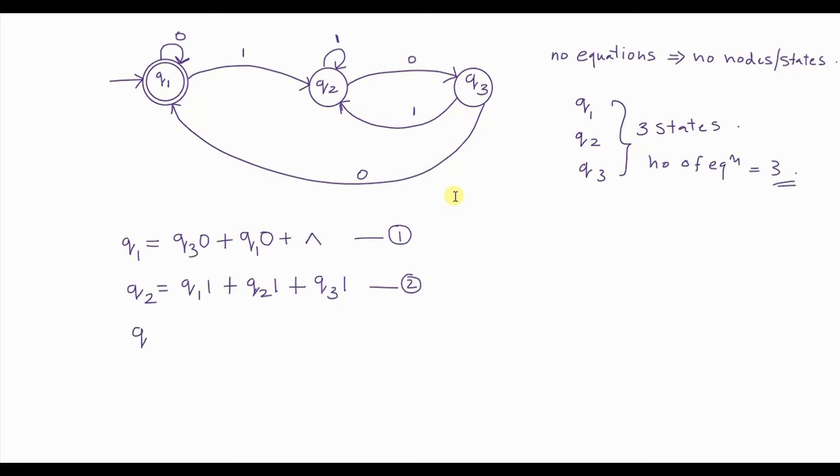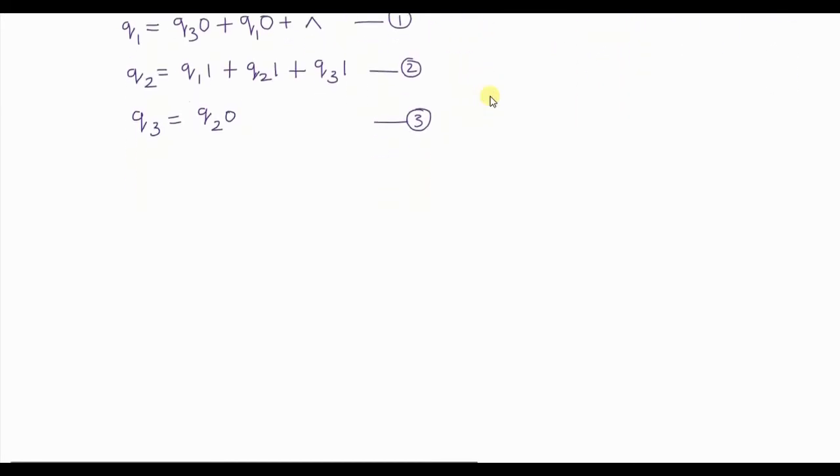Similarly, the third equation, that is the equation for Q3, can now be written. How many inlinks are there for Q3? There is only one inlink, that is from Q2 on reading 0 you go to Q3. This is the only way of reaching Q3. So I will write the same thing, from Q2 on reading 0 you go to Q3. So these are the three equations that I get looking at the diagram.